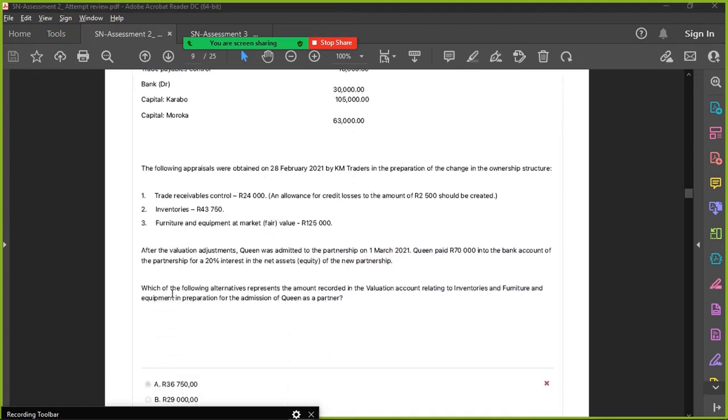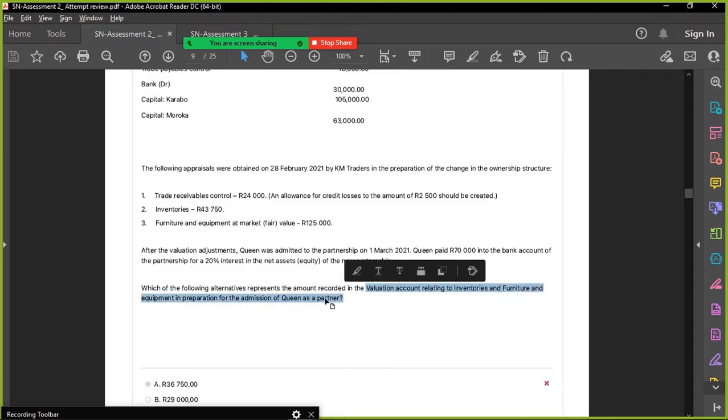When I looked at the required, I can see that this is a valuation account. Just to revise some theory, when there's a change in ownership, and here it's not a dissolution, it's an admission, you're allowing a new individual to enter into the partnership. When that happens, you need to value the assets and liabilities in that partnership the moment the new partner is coming in, so before and after they come in. Does that make sense?